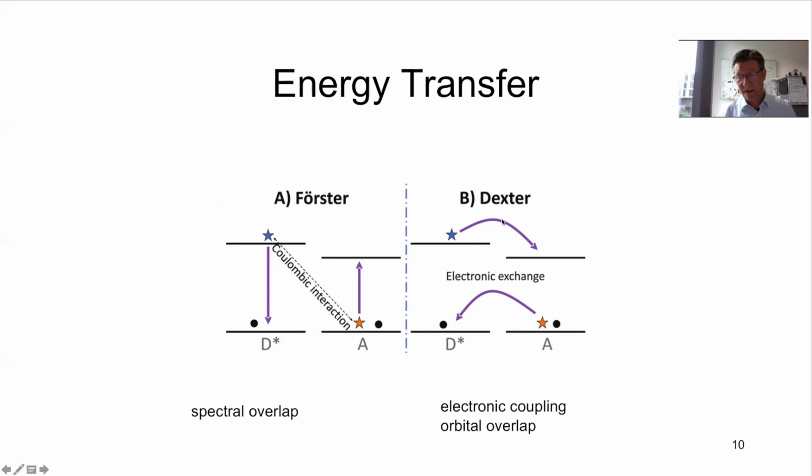The Dexter mechanism is like double electron transfer. So this blue electron here goes to the other side. And at the lower levels, this electron goes to the donor. Because it is a double electron transfer, it's an electron exchange mechanism, and it is the electronic coupling and the orbital overlap, which are the important factors.